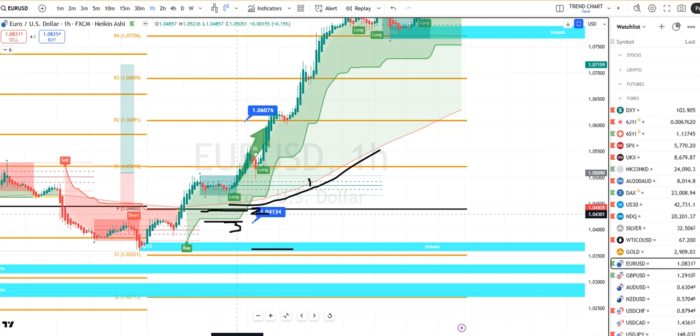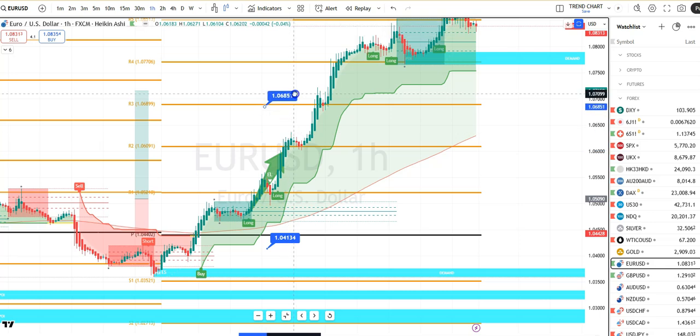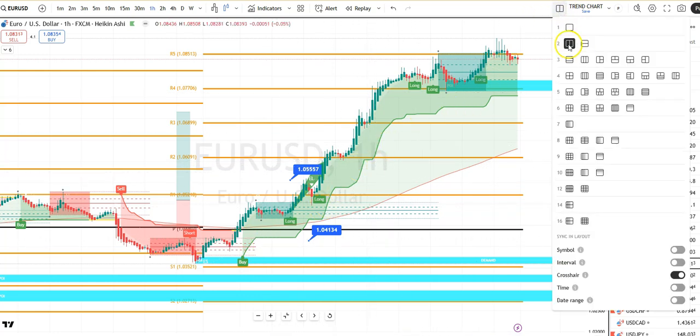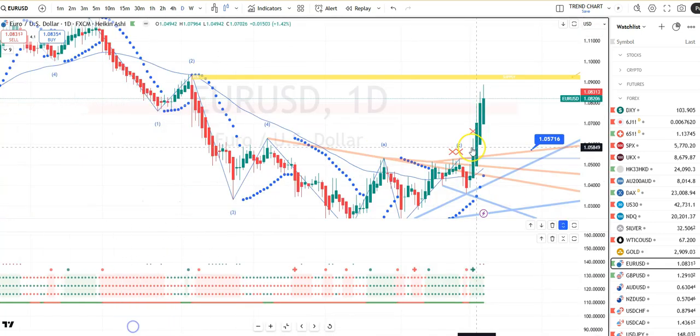Once you get into that, just make sure you've got many support areas backing you up, and then you can go for each one of these targets here. The other thing you can do, of course, is hold on to the position and just trail this support line here. So very simple. Nothing complex, guys. Keep it simple.